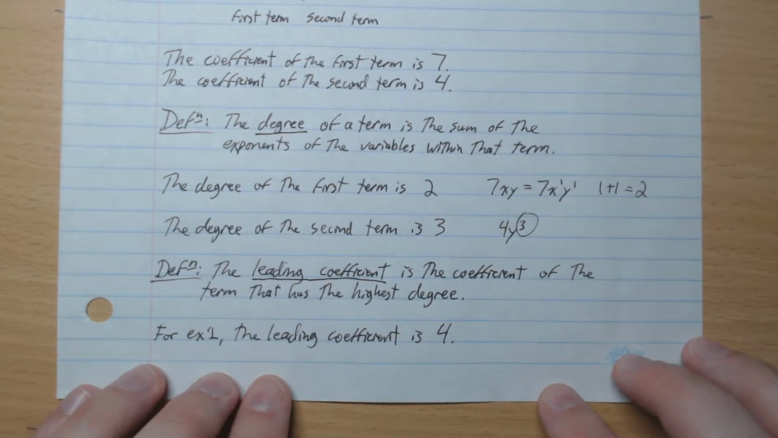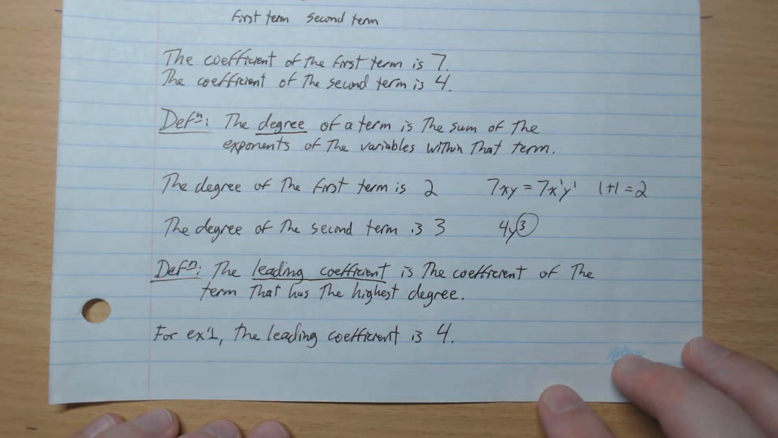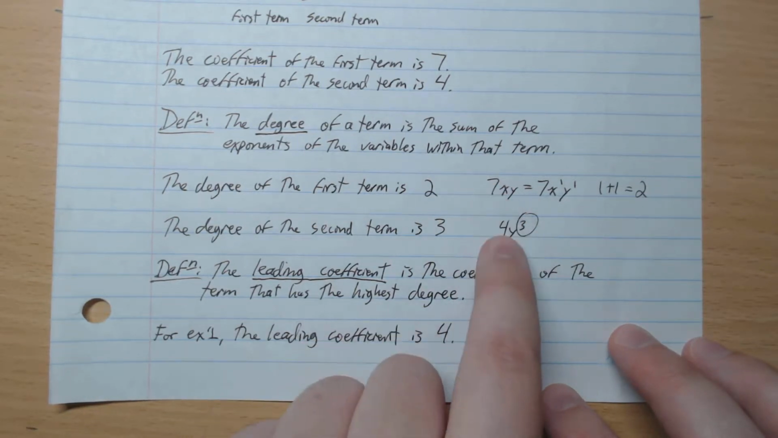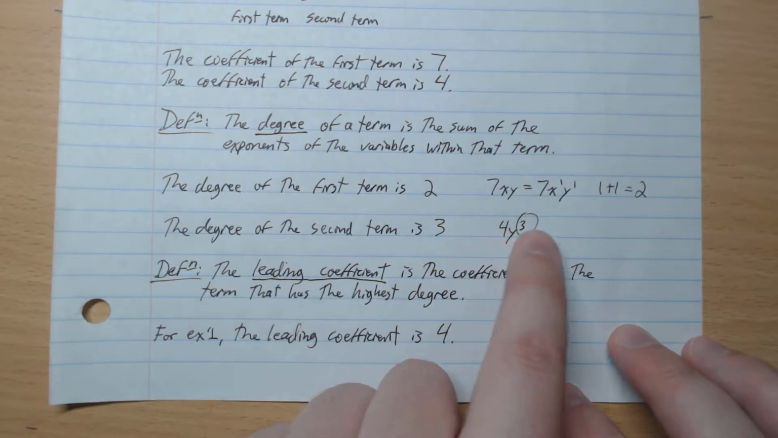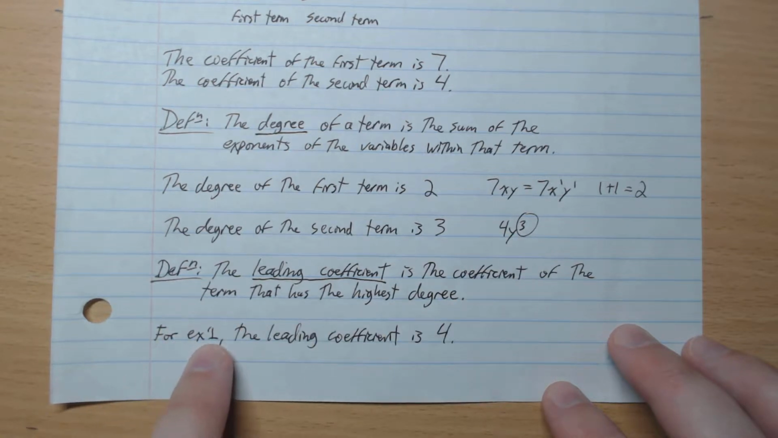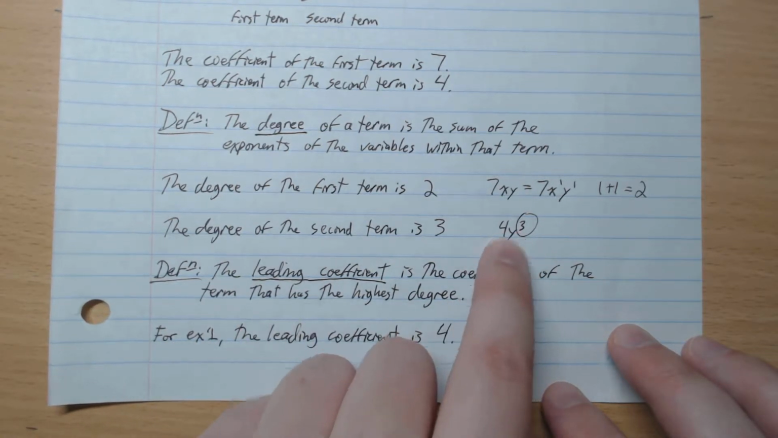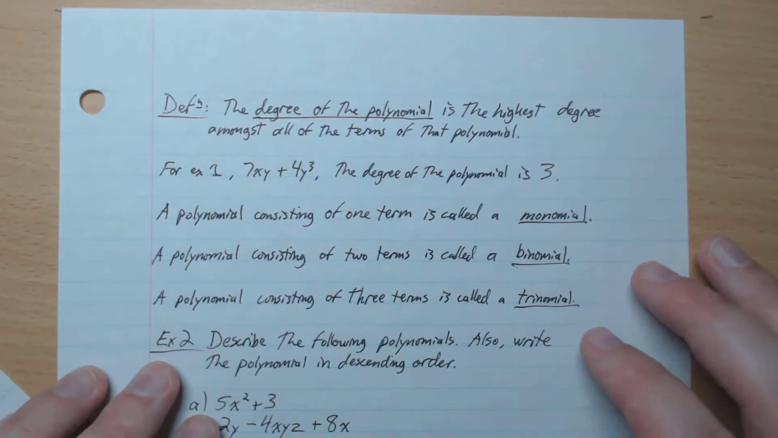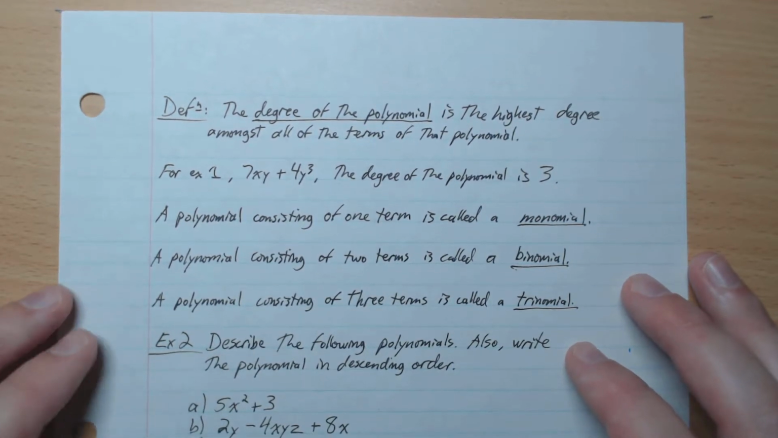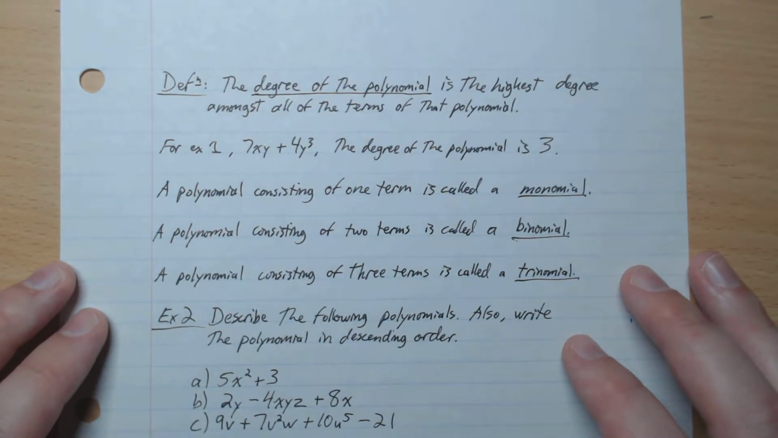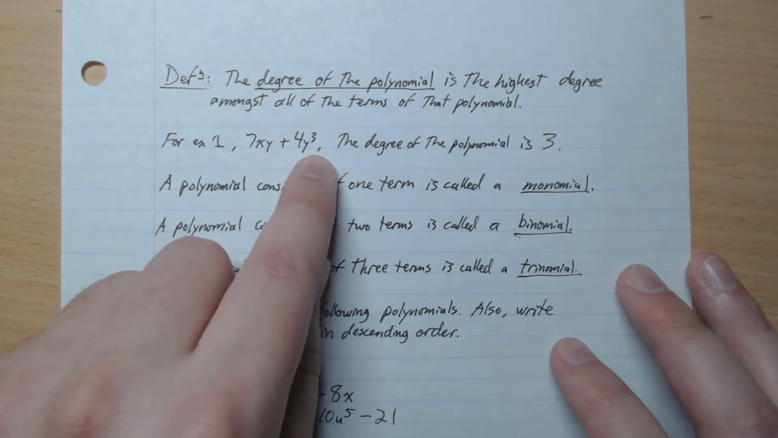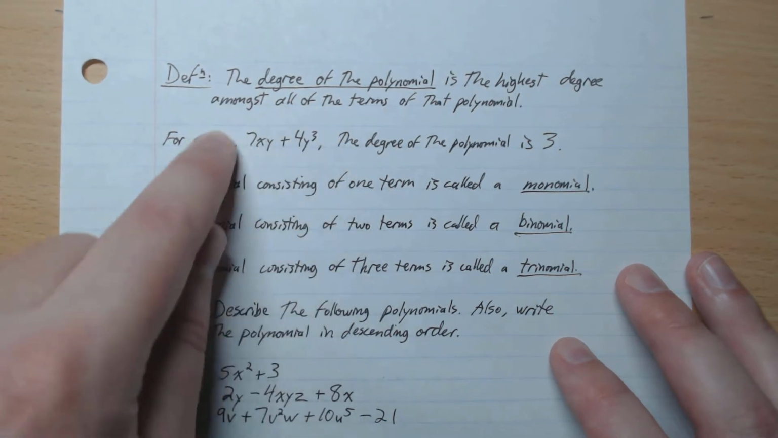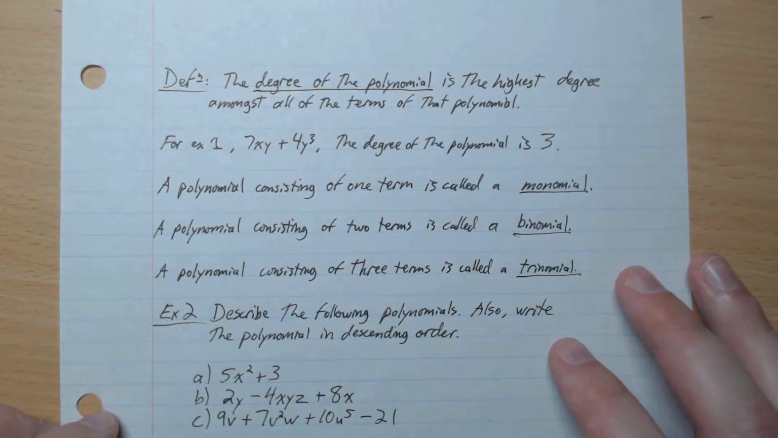The leading coefficient is the coefficient of the term that has the highest degree. So here we have our two terms, and this one has the highest degree. So the coefficient in front of the highest degree is 4. So example 1, the leading coefficient is 4, like that. Okay, another quick definition. The degree of the polynomial is the highest degree amongst all of the terms of that polynomial. So here we have degree 2, here we have degree 3. So the degree of the whole polynomial is 3, like that.